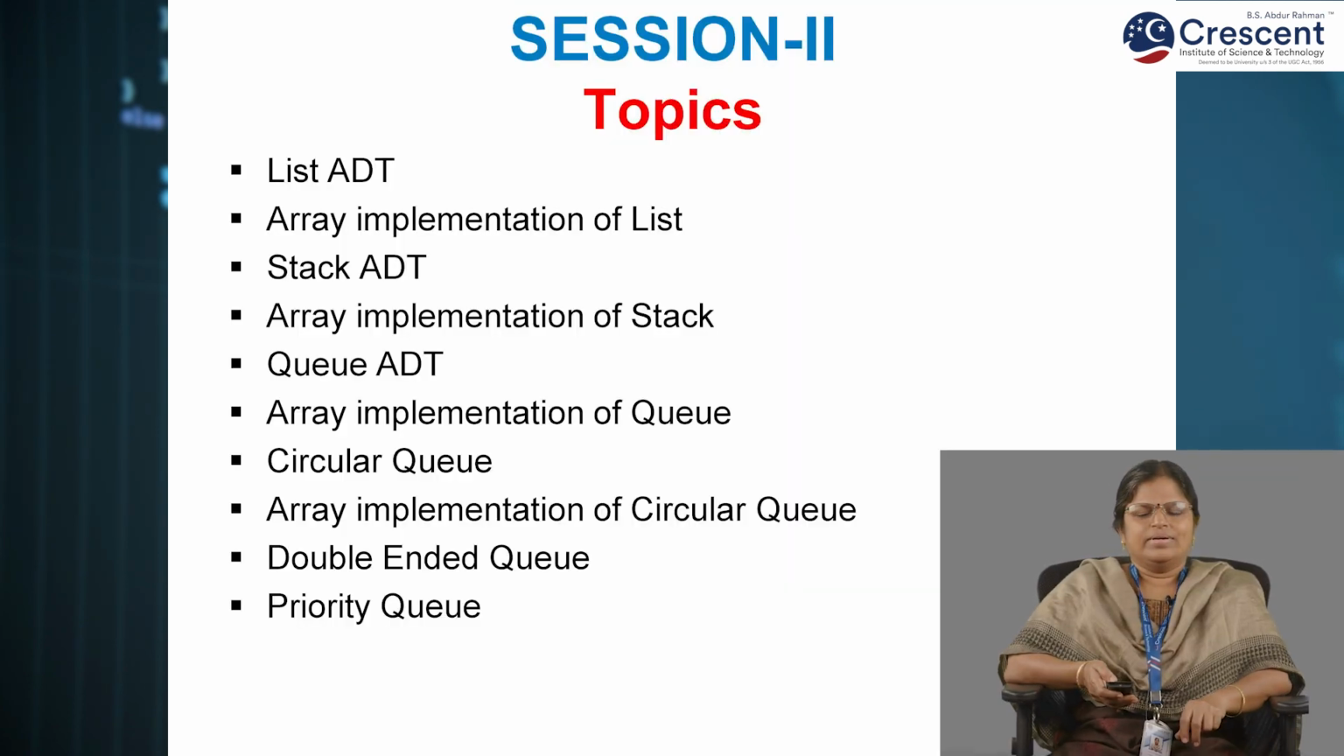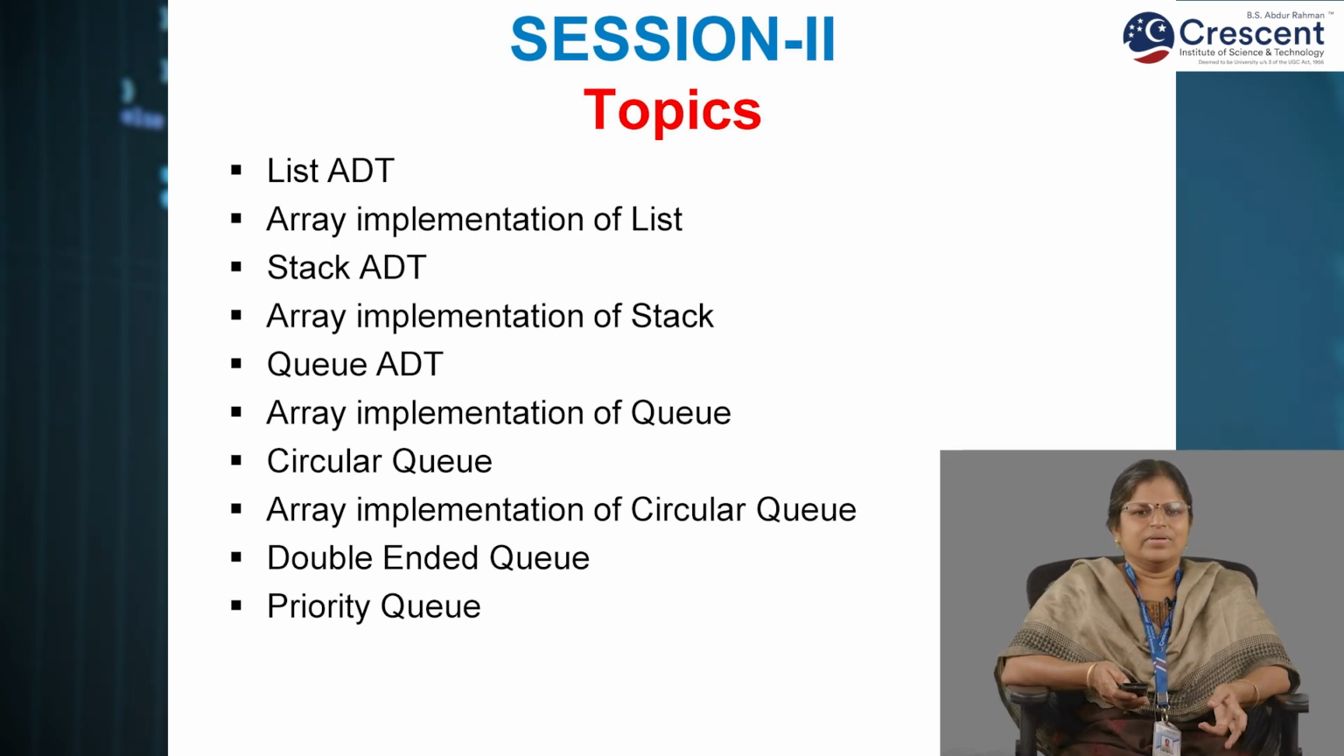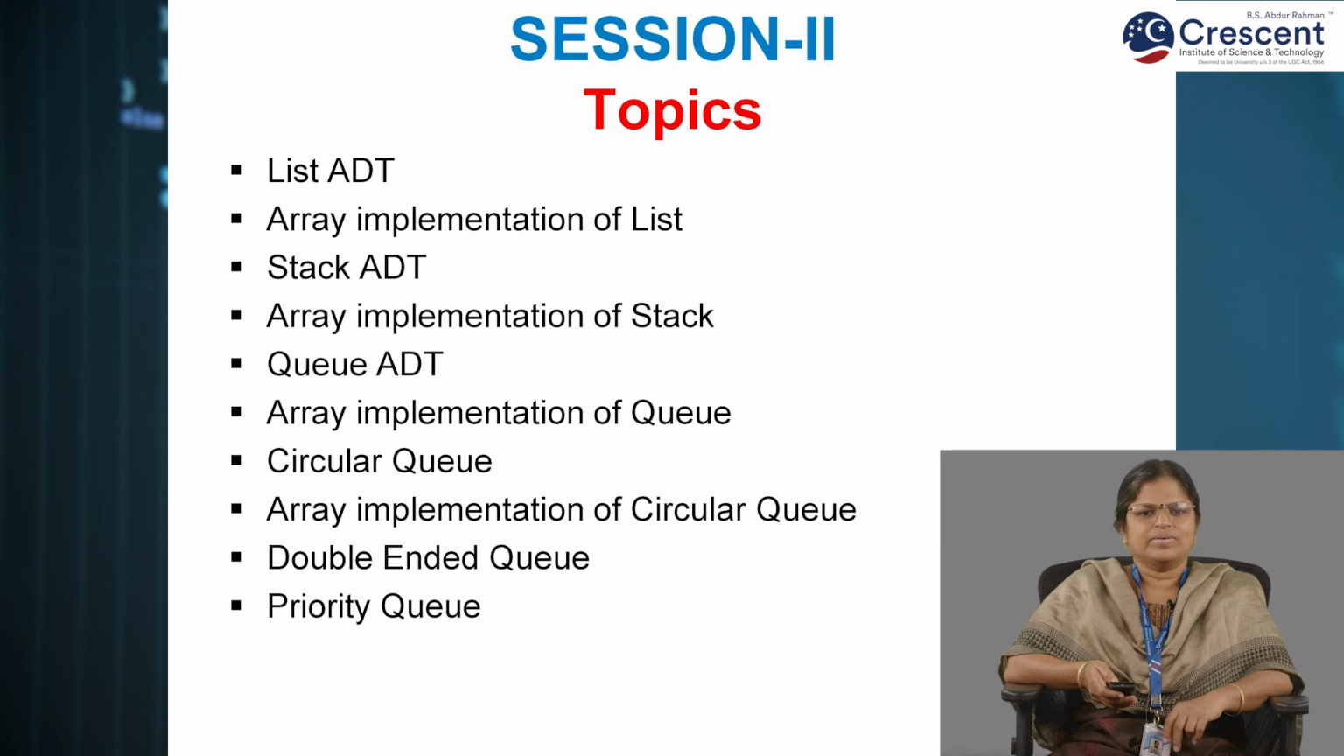I would like to talk to you about the different types of linear data structures. In the last video, I talked about the introduction to data structures. This session is about the different types of linear data structures. These are the topics to be covered. The basic linear data structure is list ADT. Then how to implement list ADT, array implementation of list, then stack ADT, then array implementation of stack, then queue ADT, then different types of queue ADT like circular queue, double-ended queue and priority queue.